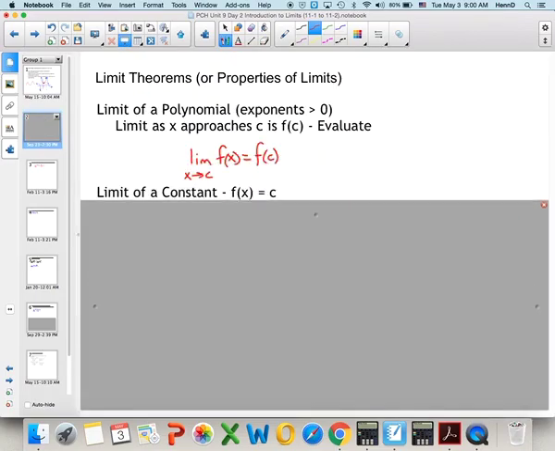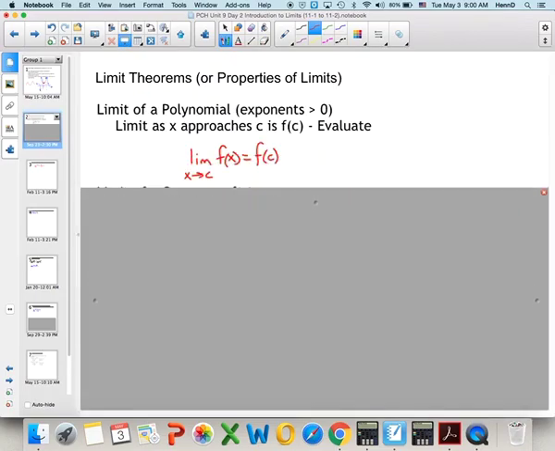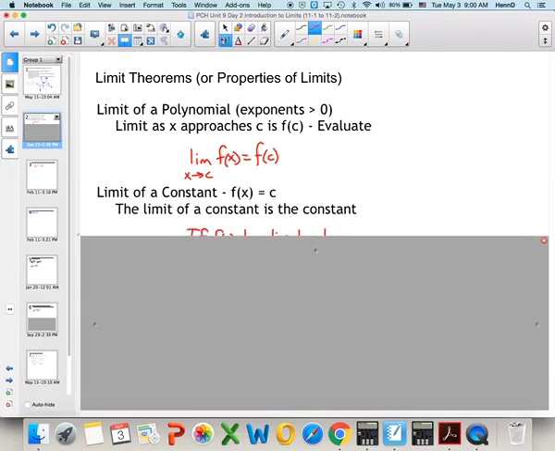First of all, the limit of a polynomial. We just said this one, but this is listed in your text as a limit theorem. The limit of a polynomial as x approaches c is simply f of c. There's our direct substitution. We're evaluating the function for x equals c. Simple, easy one.